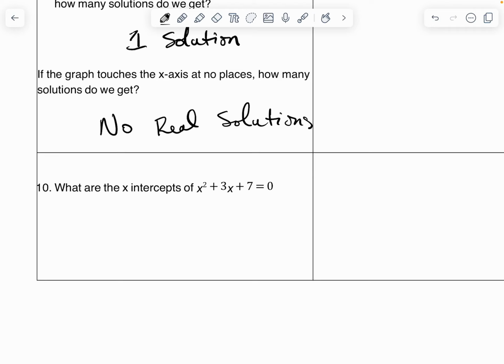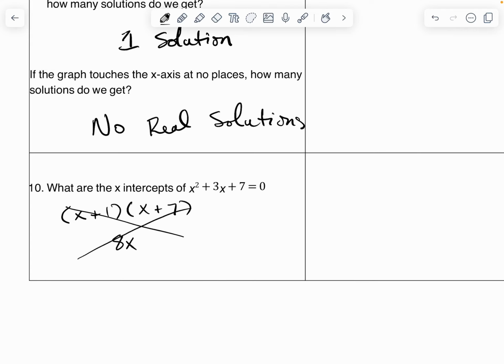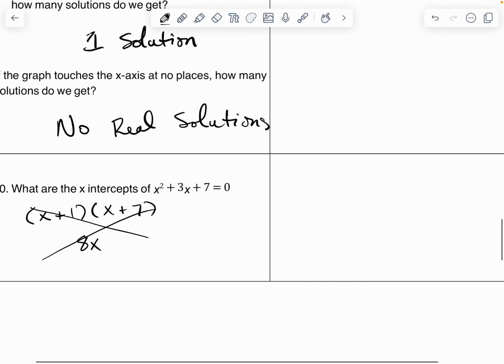The problem with trying to factor this is if I were to try to do this and get the factors of 7, the only things are 1 and 7. The problem is that would give me an 8x in the middle. And we need 3x to be in the middle because 7 plus 1 is 8. So I can't factor this one. Okay, I have to use the quadratic formula for this problem. So A is 1, B is 3, C is 7.